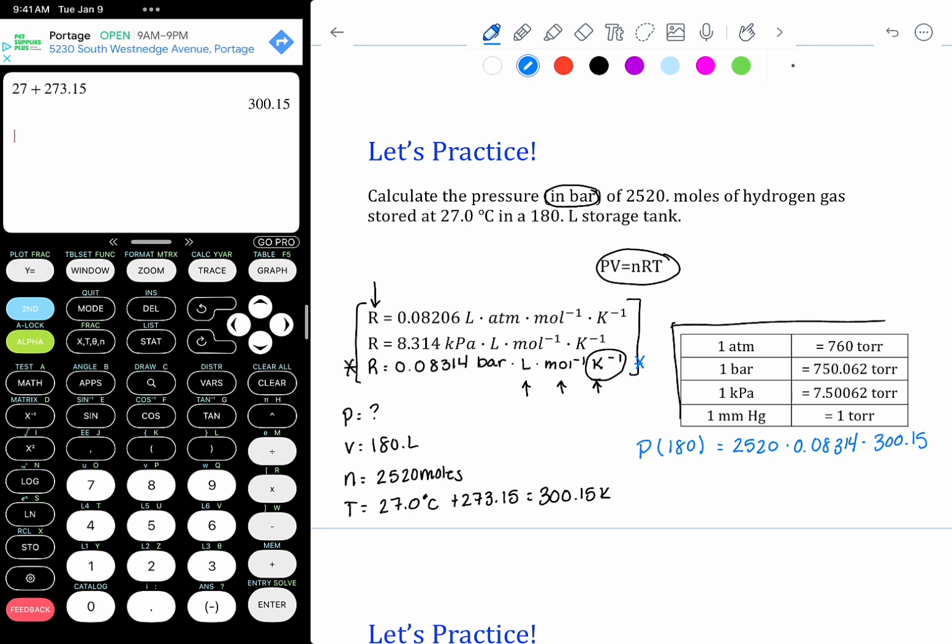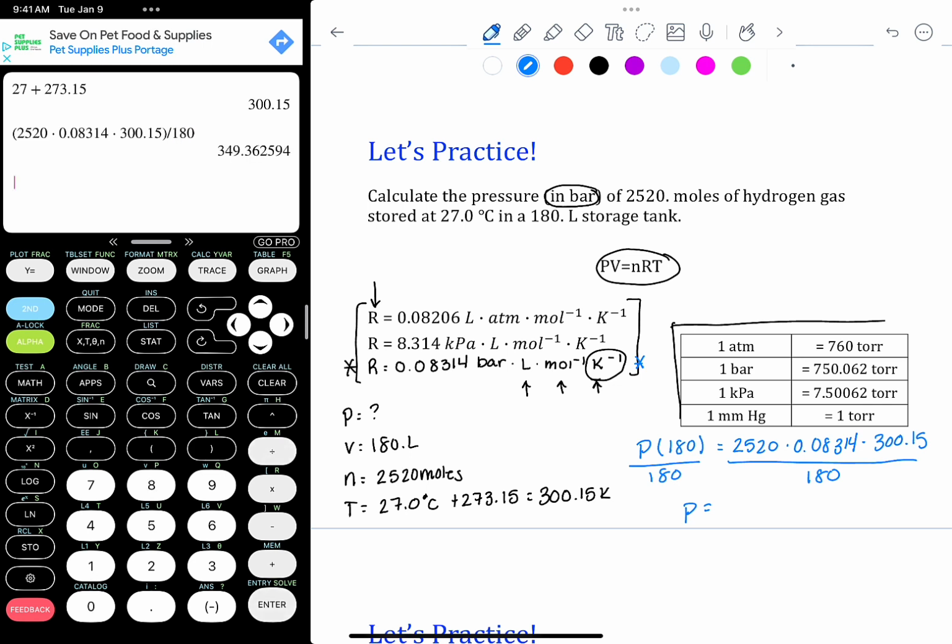So in order to isolate P, I'm going to divide both sides by 180. And we get pressure is equal to 2520 times 0.08314 times 300.15, and then I'm going to divide that by 180. I get a pressure of 349.36 bar. With sig figs, this would come down to 3, so this would be 349 bar for our pressure.